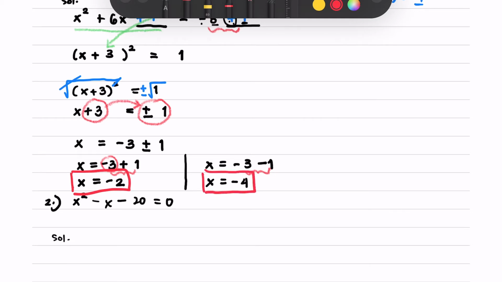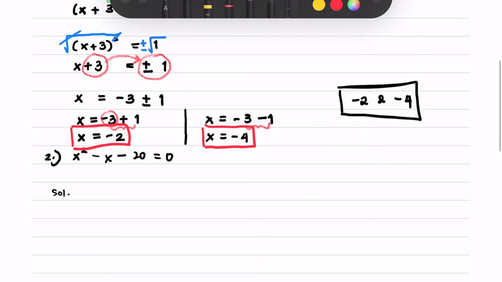So, the roots of the equations are negative 2 and negative 4. So, check nyo dun sa kanina, dun sa factoring, yung example ko sa factoring, if we got the same answer. Okay?